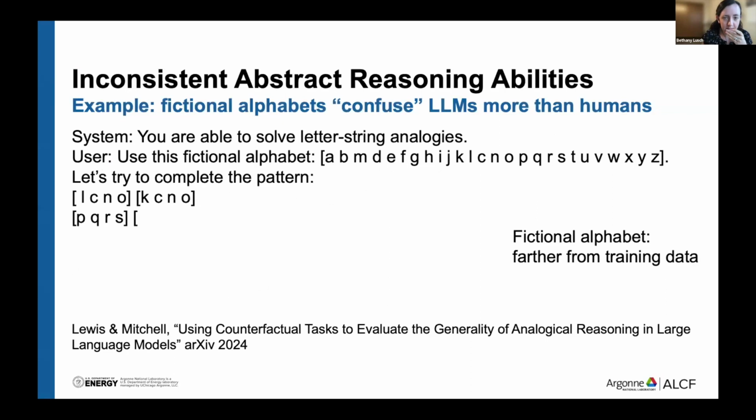The LLMs sometimes seem to be able to do abstract reasoning, but that is inconsistent. Here's an example from a recent paper where the LLM can solve letter string analogies, but not if you give it a fictional alphabet, because that's farther from its training data. So it can be tricky to have an idea for what's surprising for an LLM because we don't know what's in the training data.